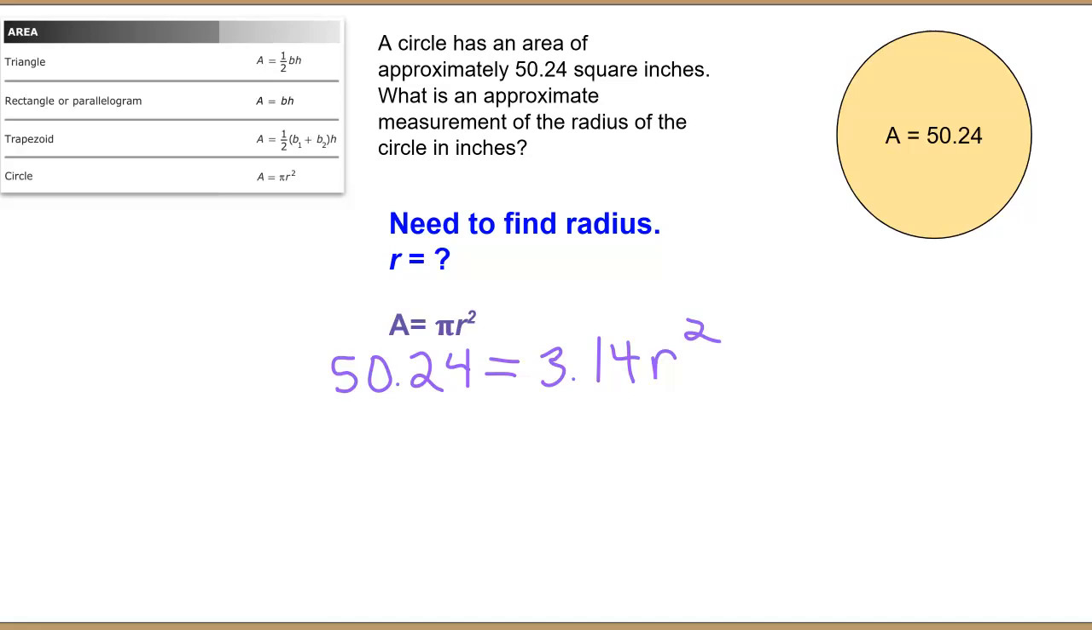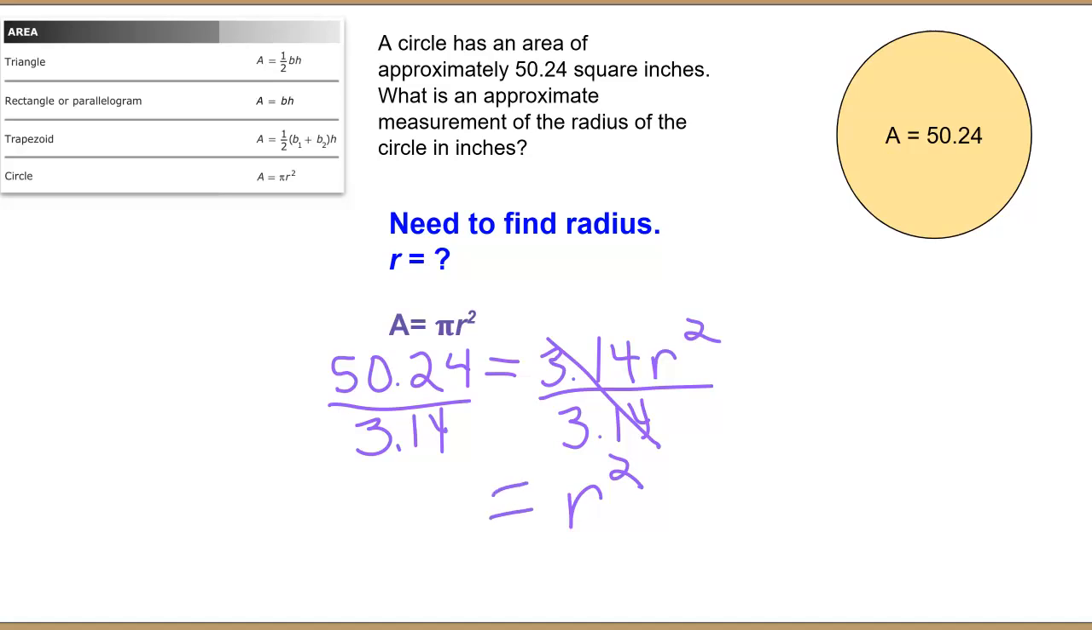So 3.14 is times r squared. To get r squared by itself, I can divide by 3.14. And to keep it fair, to keep this equation in balance, I've got to divide the other side by 3.14 as well. On the right side, it's real easy because 3.14 divided by 3.14 gives me 1. So I'm left with just this 1r squared. But because it's 1, I don't have to write it.